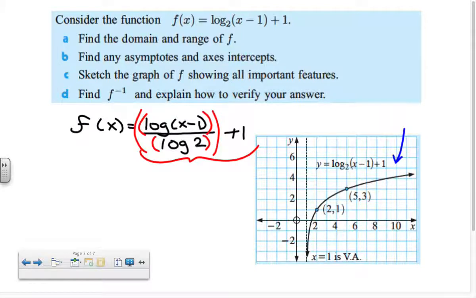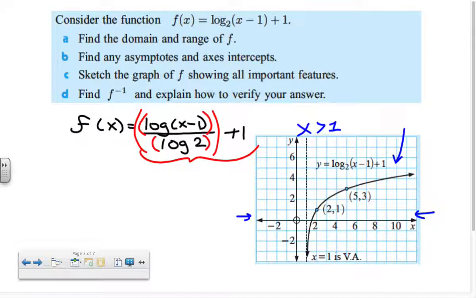So when you find the domain and range, first of all, the domain is all the x values. If we look on the x axis here, our graph is never going to go below 1. It gets right at 2 and then goes right here. So the domain is x is greater than 1. It's not including 1 because there's an asymptote there. It's never going to cross that line.